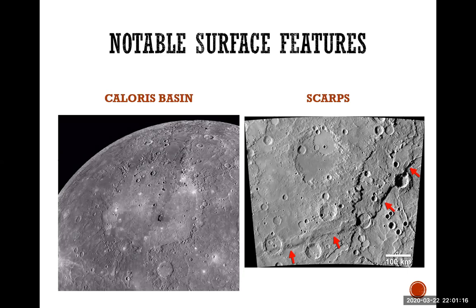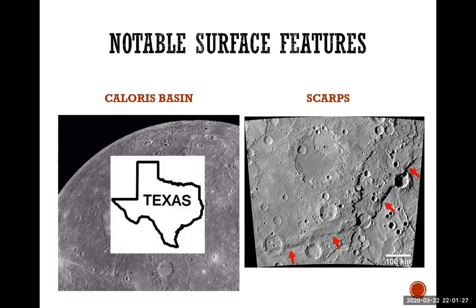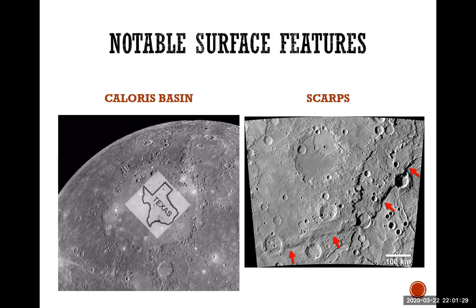How big is the Caloris Basin? Well, basically it's about 1,500 kilometers, about 800 miles in diameter. To give you some sense of size, it's roughly about the size of Texas from end to end.